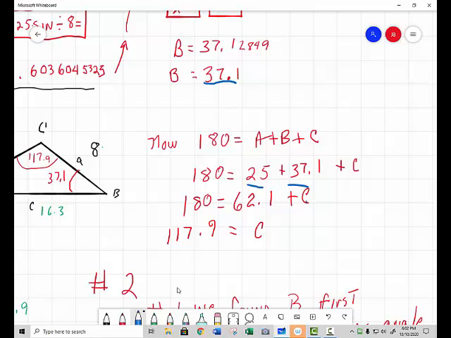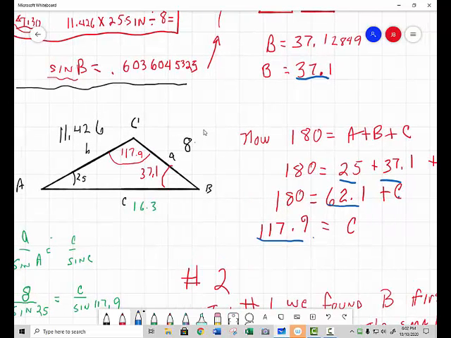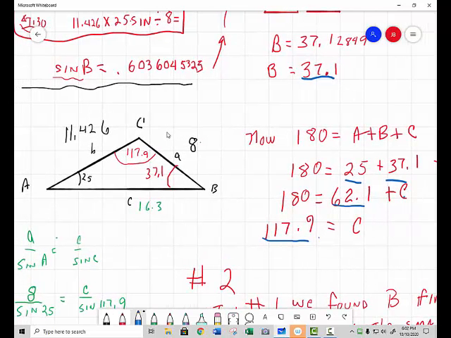So now what do I know? Look at my triangle. I was given that A was 25. I was given this portion right here. I was given that this side's 8. I was given that this side is 426. We just did a calculation. We found out what B is. It's 37.1. Now I subtract here, and I can find out my third angle is 117.9. You do the same thing with the 16.3.